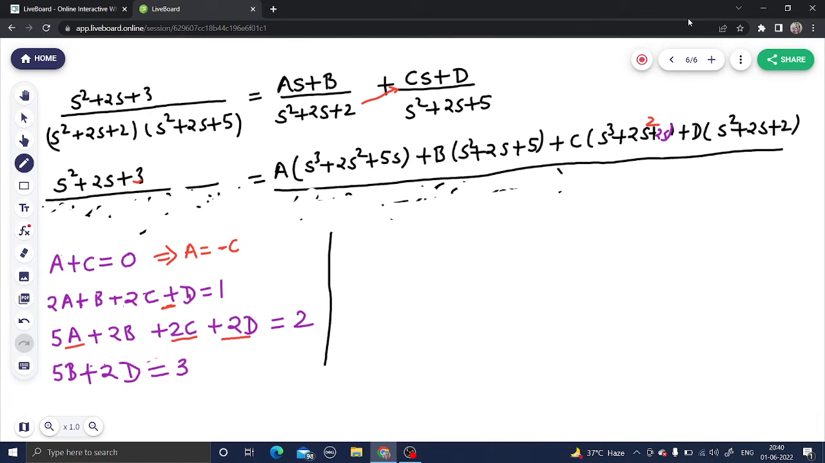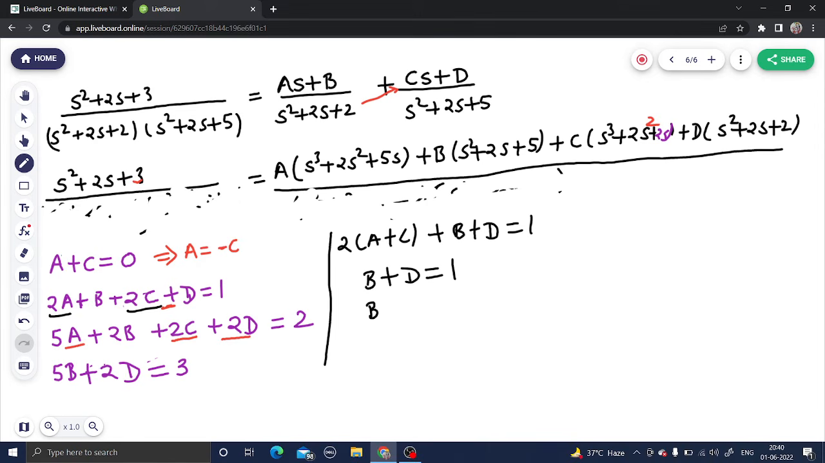So a equals minus c. If you look at this equation, we can take 2 common. So this will become a plus c plus b plus d equals 1. A plus c is 0, so we are getting b plus d equal to 1, and we have 5b plus 2d.